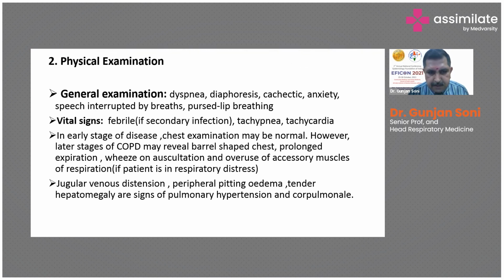In the early stage of disease, chest examination may be normal. However, in the advanced stage, he will have a barrel-shaped chest and prolonged expiration. These may be there, sometimes they may not be there. The accessory muscles of respiration will be in use. The JVP will be distended if the patient is in failure. Peripheral pitting edema will be there in failure. Tender hepatomegaly will be there, and signs of pulmonary arterial hypertension or cor pulmonale will be there.